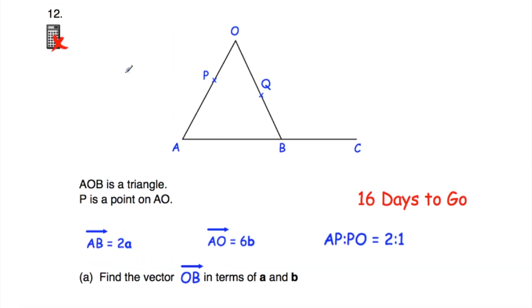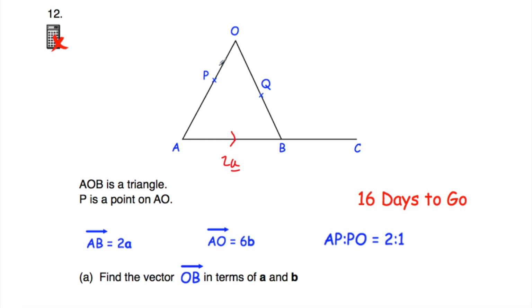Okay, let's have a look at question number 12. So question number 12 is a vectors question, and we're told that AOB is a triangle, and that P is a point on AO, and Q is a point on OB. We're told the vector AB, so from A to B, is 2A. We're told that A to O is 6B, and the ratio AP to PO is 2 to 1.